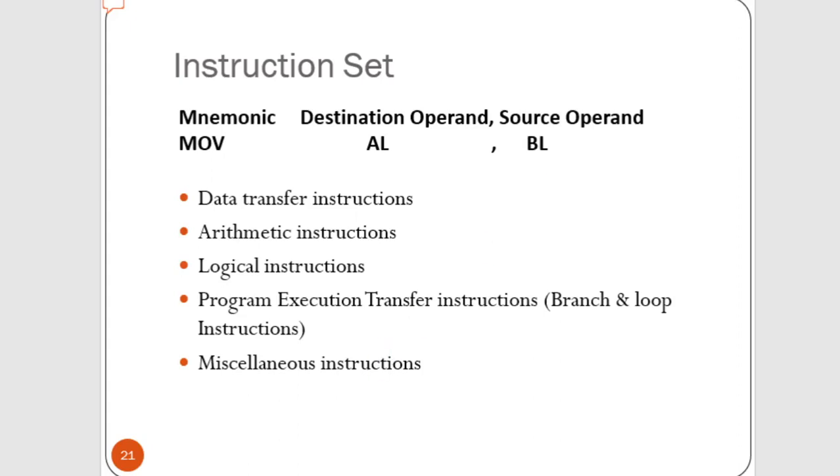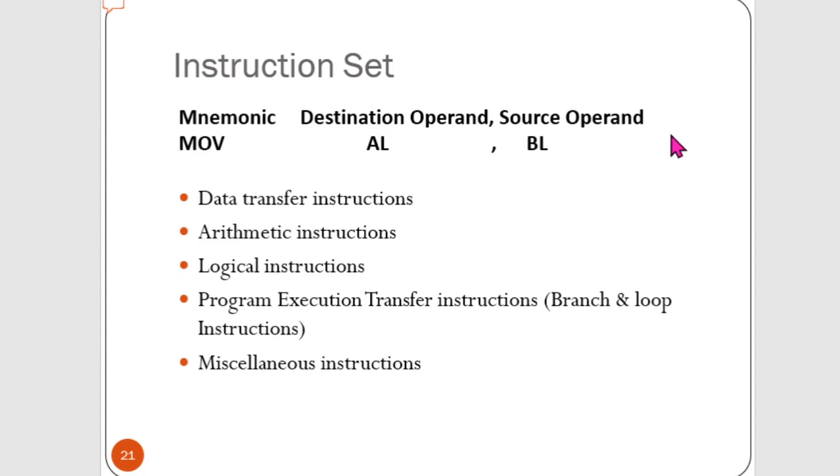Today we'll continue with the 8086 instruction set. The basic instruction format of an 8086 microprocessor: there will be a mnemonic, a destination operand, and a source operand. So this is the format of an 8086 instruction. I give an example here, as you can see.